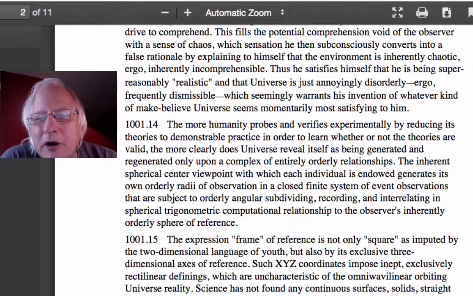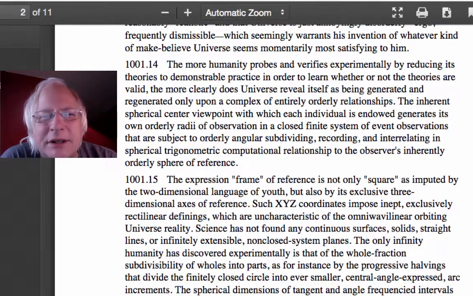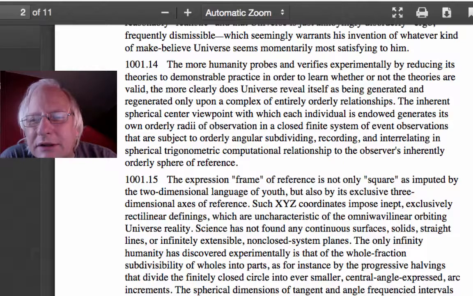The more humanity probes and verifies experimentally by reducing its theories to demonstrable practice in order to learn whether or not the theories are valid, the more clearly does the universe reveal itself as being generated and regenerated only upon a complex of entirely orderly relationships. The inherent spherical center viewpoint with which each individual is endowed generates its own orderly radii of observation in a closed finite system of event observations that are subject to orderly angular subdividing, recording, and interrelating in spherical trigonometric computational relationship to the observer's inherently orderly sphere of reference.